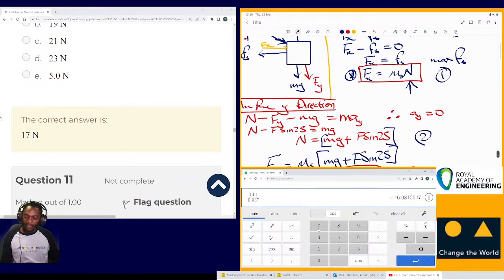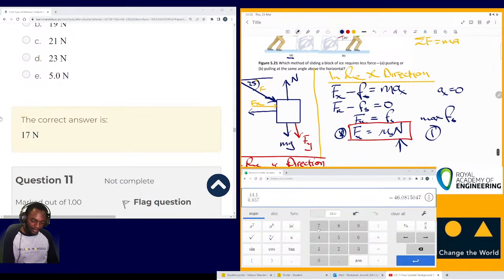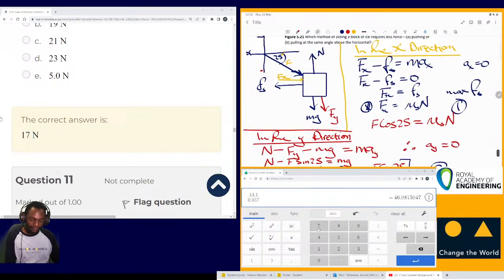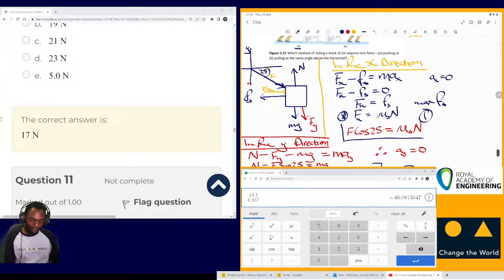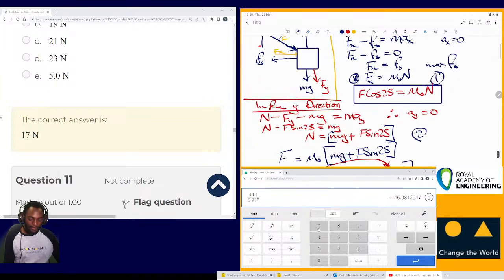Oh, I think I see. This F in the x, we forgot that we should resolve it. Do you realize this F in the x is this F in the x? We forgot to resolve it. It should reduce to F cos 25 equals to mu Sn. Do you realize that? Yes, sir. I see it, sir. That's how it becomes F.